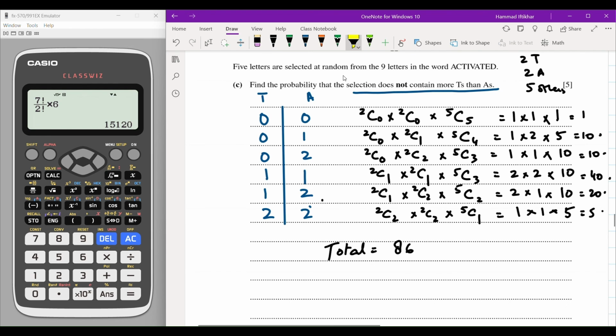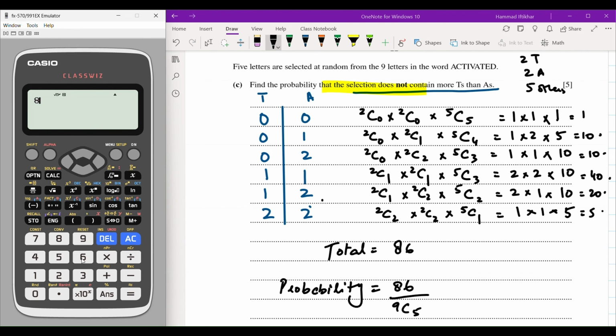Since we are asked about the probability of selection, the probability will be equal to 86 divided by all the possible combinations from the 9 letters, 9C5. So 86 divided by 9C5 is equal to 43 over 63. Yeah, so this is it.